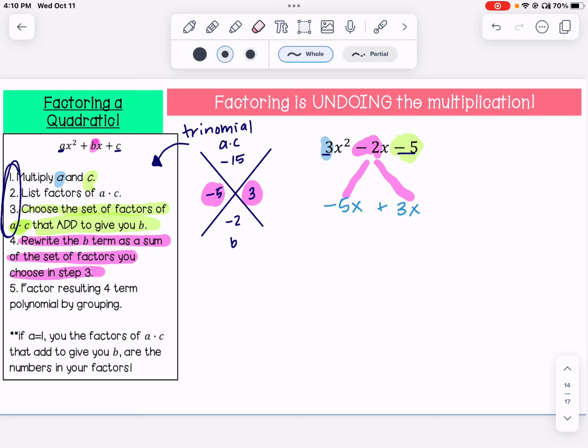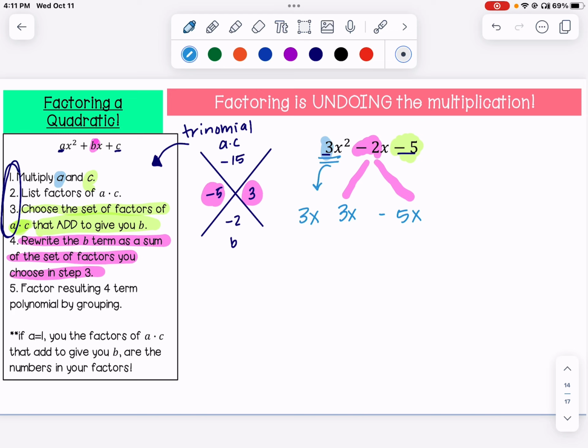People often ask, does it matter which one goes first? It doesn't. Let's put the other one first just to see. I could do 3x minus 5x. Does not matter. My other two terms stay the same.